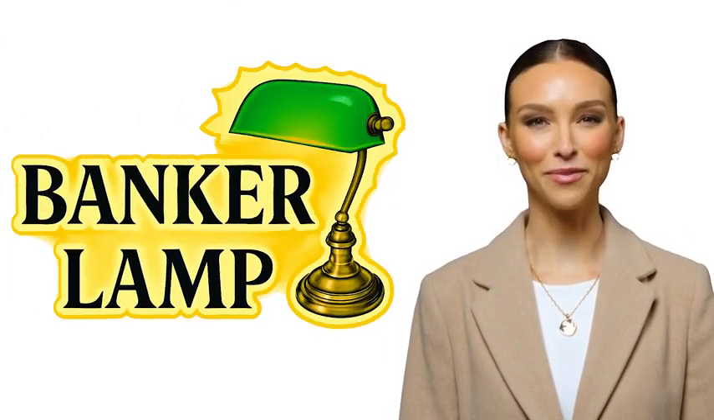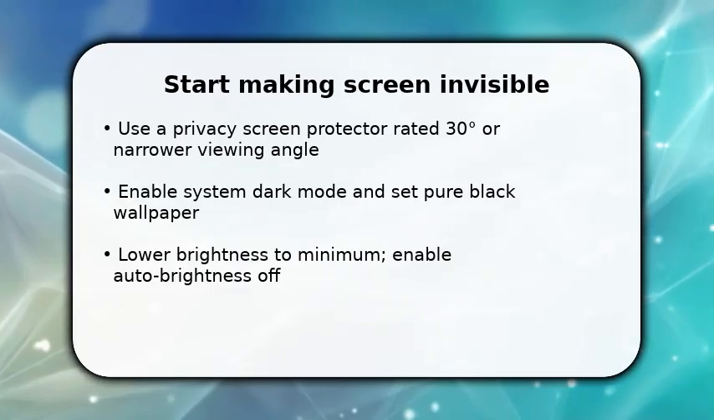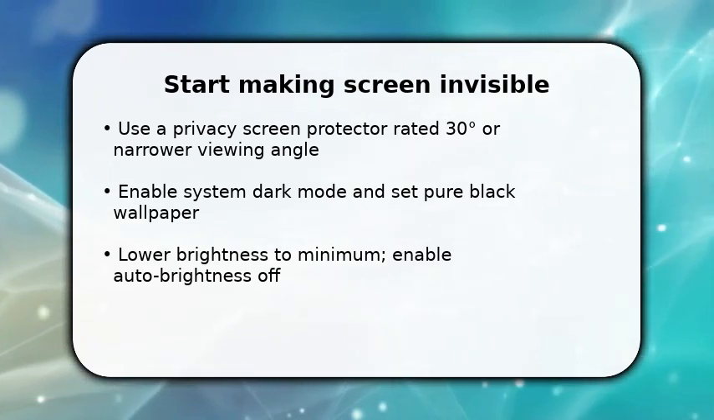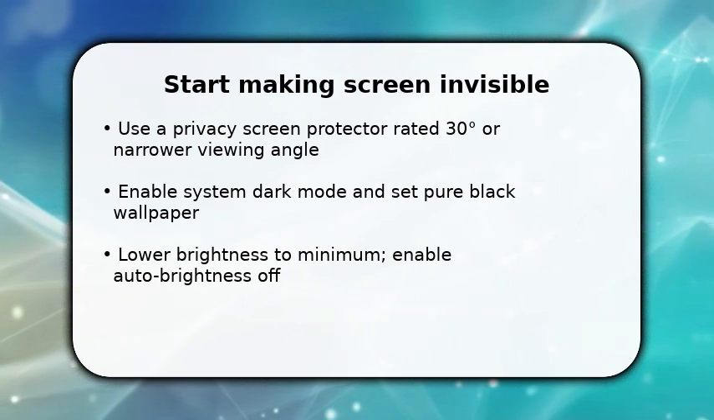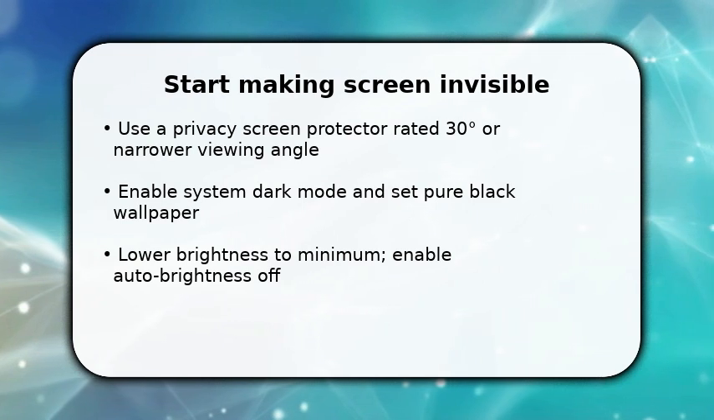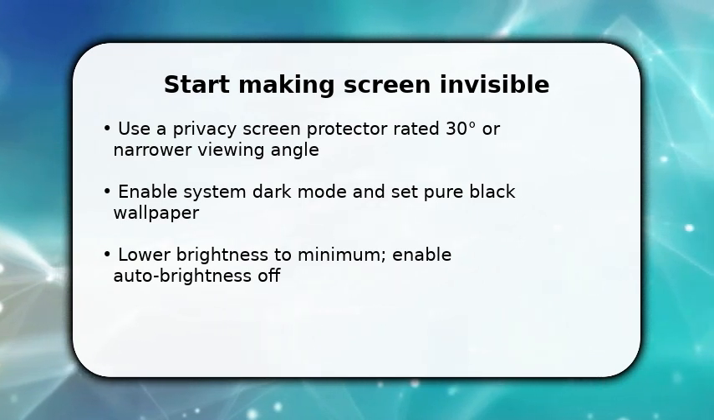Please enjoy the video. You begin by minimizing light and contrast. Install a privacy film that narrows side viewing angles to about 30 degrees so only you see the display head-on. Once applied, switch your phone to dark mode and set a pure black wallpaper.